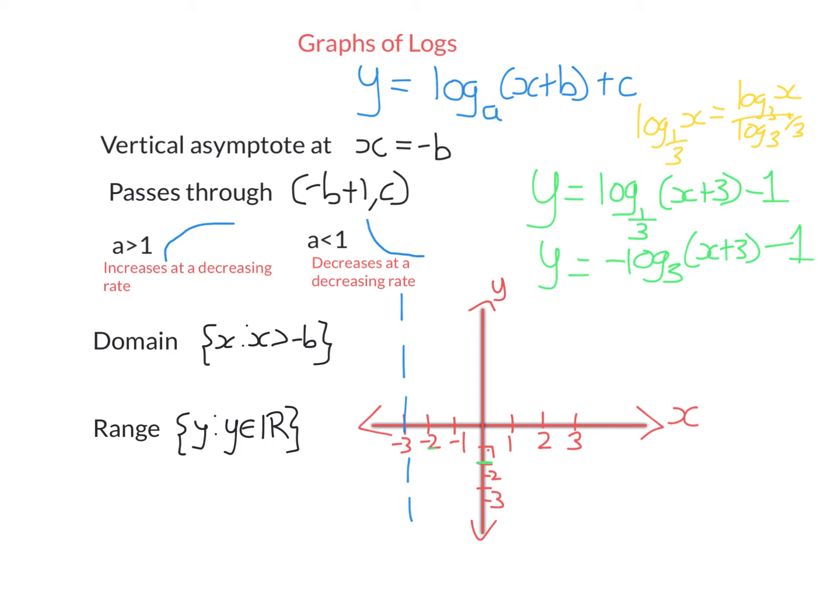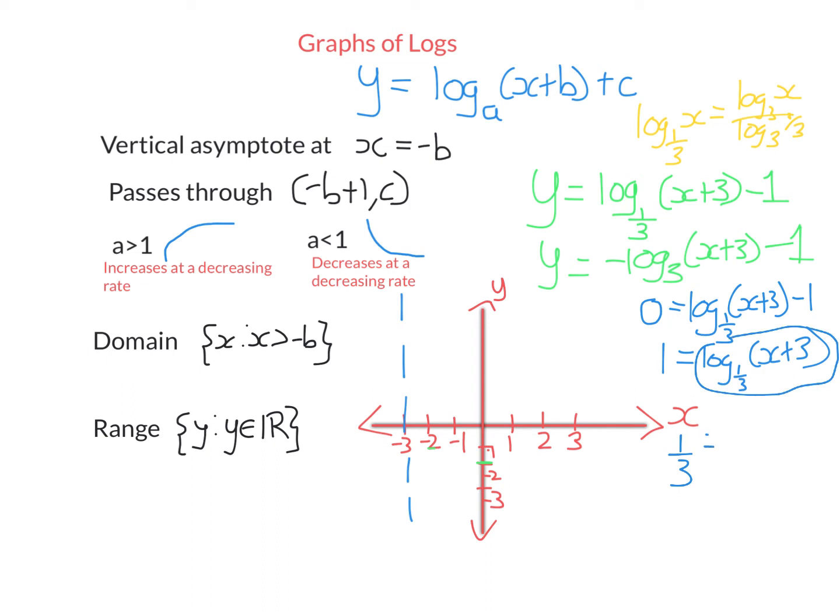To get the x-intercept, we let y equal 0. So then we solve this equation here. So we add 1 to both sides. And the way we get rid of the log here is raising 1/3 to both sides. So 1/3 to the power of 1 is just 1/3. And if you raise this side here to the power of 1/3, the log goes away, you're just left with x plus 3. So then we simply subtract 3 from both sides, we get x is minus 8 over 3. That is the x-intercept. And x is minus 8 over 3 is about there.